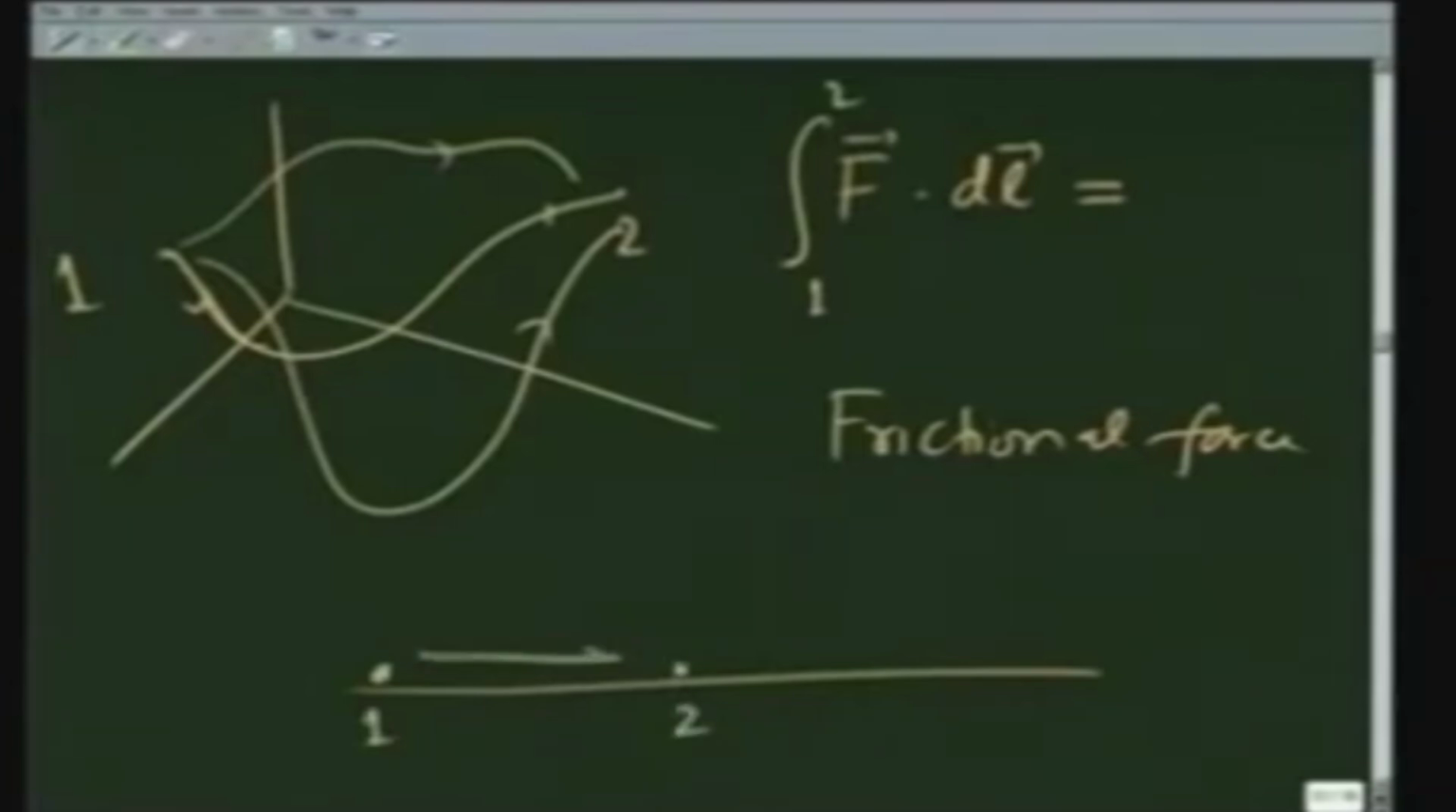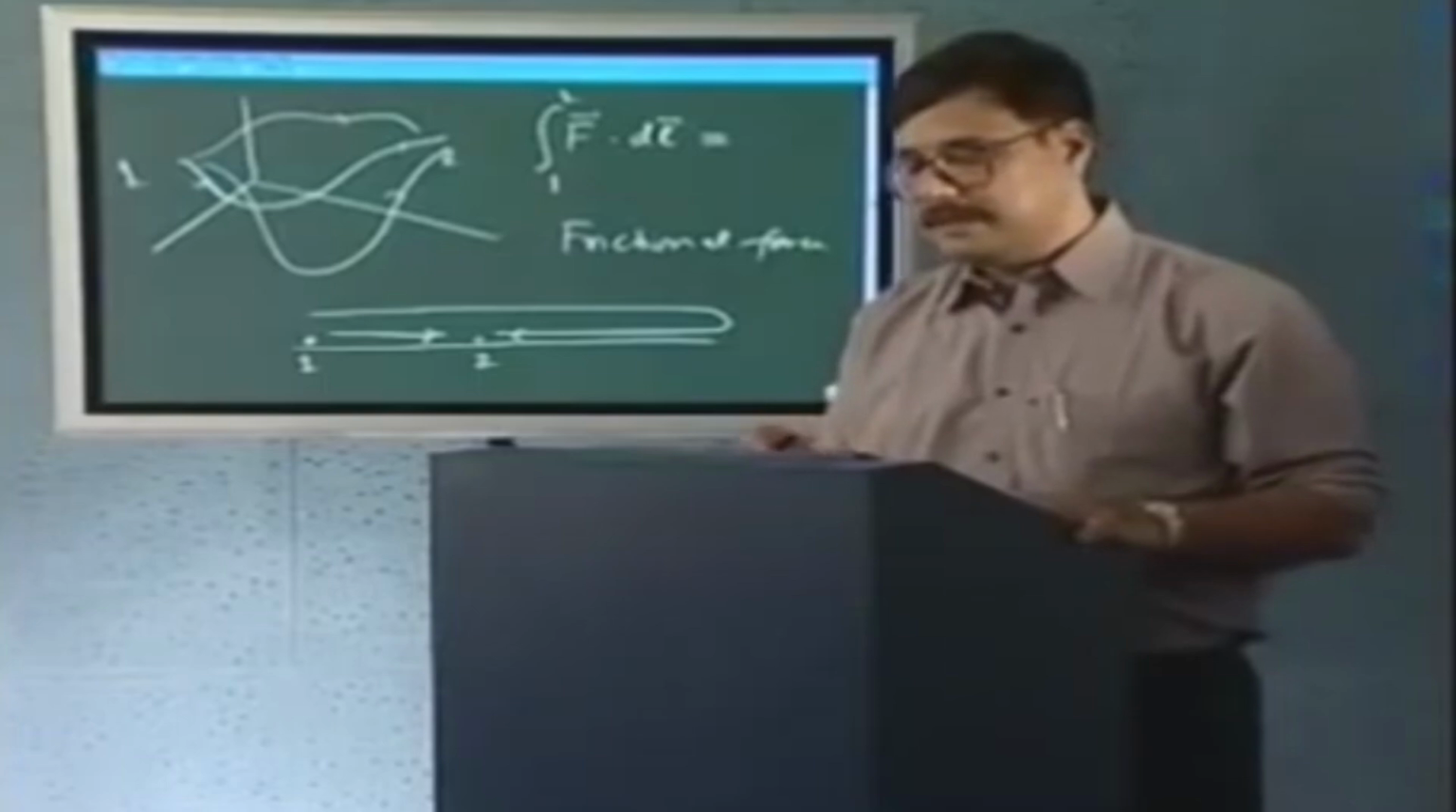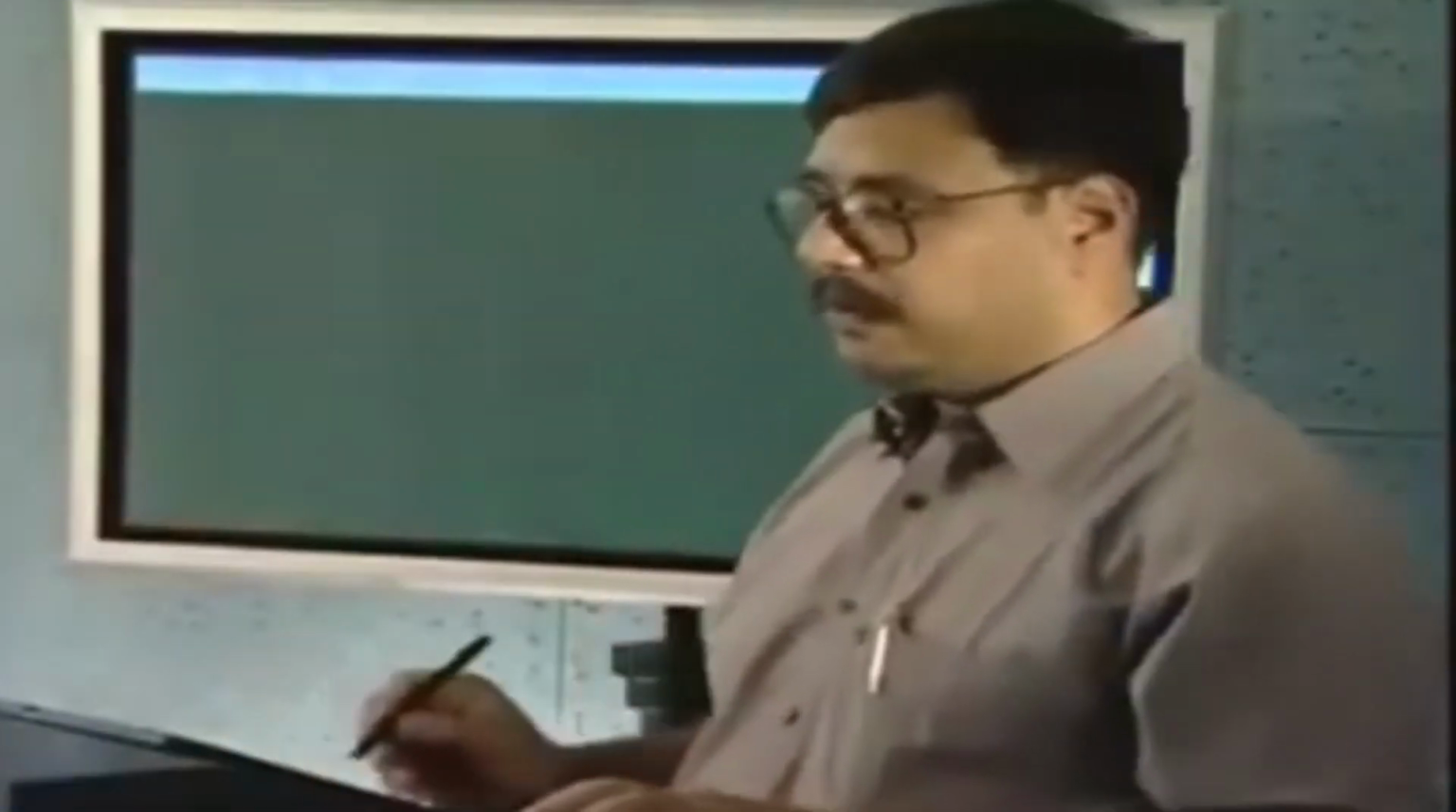Let us again take a one-dimensional example. Suppose I take a particle from point 1 to point 2, one directly and one take it to some other point and bring it back here. You can see that the work done by the frictional force in this case is going to be much larger than the work done by the frictional force in this case. So, in general, the work done by any force depends on the path taken. Let us take another example of this.